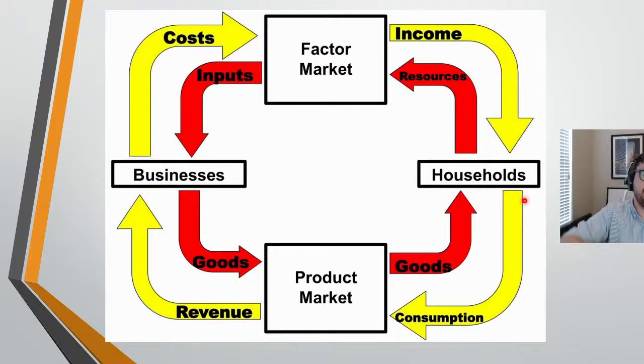There's four big things. The factor market up top, the product market down below, households on the right, businesses or firms, you can write either, the words get used interchangeably, on the left. If you haven't used the word firms, F-I-R-M-S, ever in your life, I'd probably use it here just so you get used to it. It comes up a lot, as this word also means businesses.